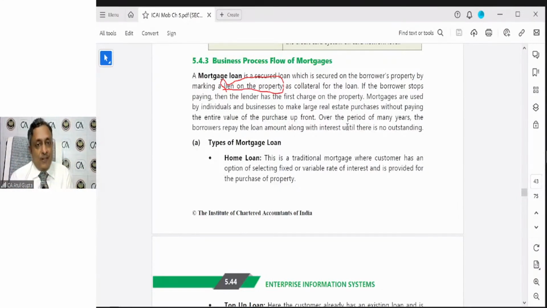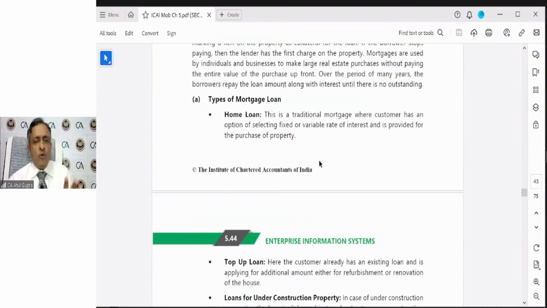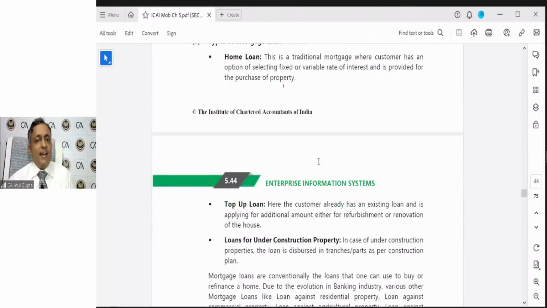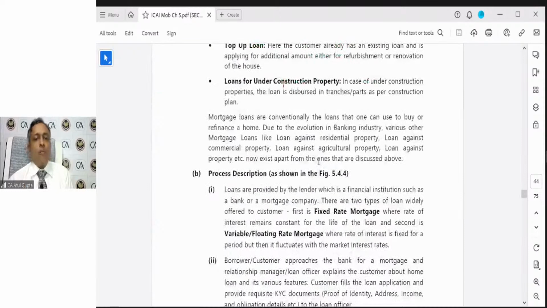Lien on property. So there is multiple financing, and the lien is not marked. So let us discuss this one. Who uses mortgages? Mortgages are used by individuals and businesses in real estate for their home construction. The types of mortgage loan include home loan, which we have talked about, top up, and loan under construction. Now, process description.